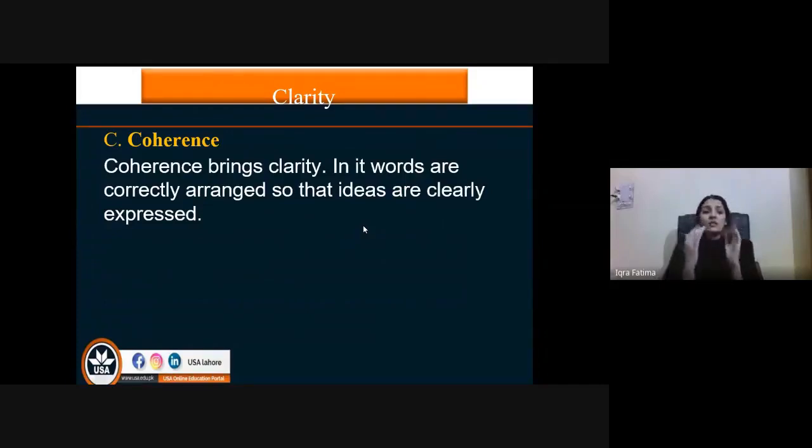Coherence is that there should be an organization or arrangement of your ideas. Okay? Unity and coherence go side by side. When you know that you have one idea, how can you make it more coherent? By arranging your idea correctly when you are expressing it, arranging those sentences or expressions correctly.